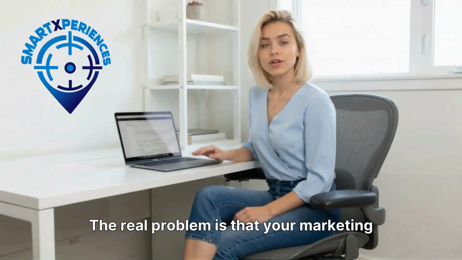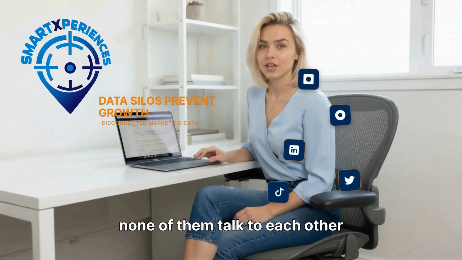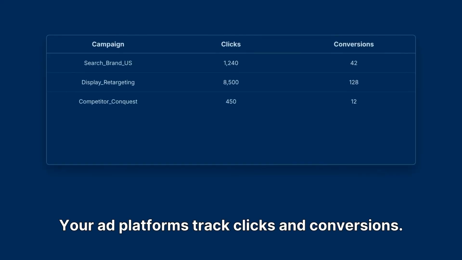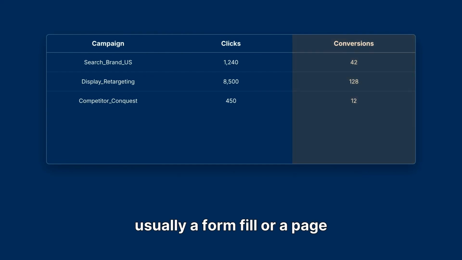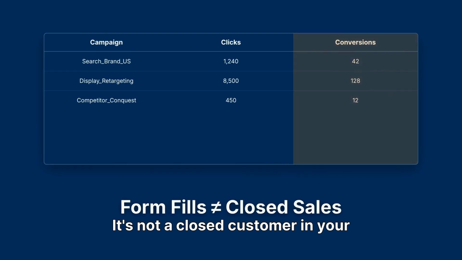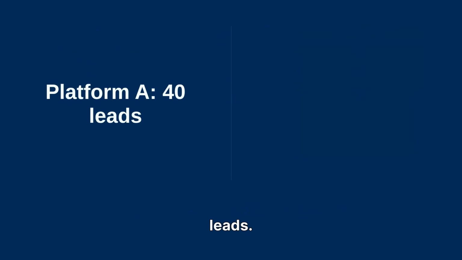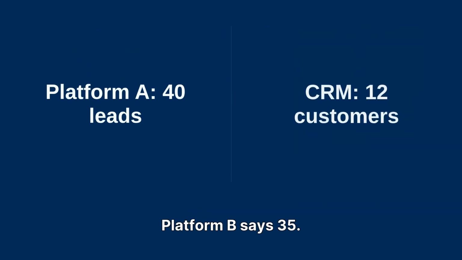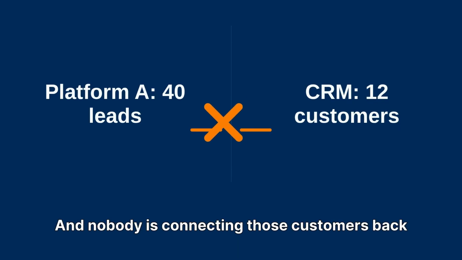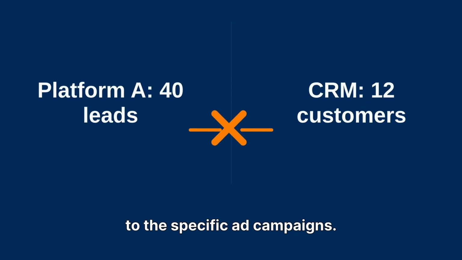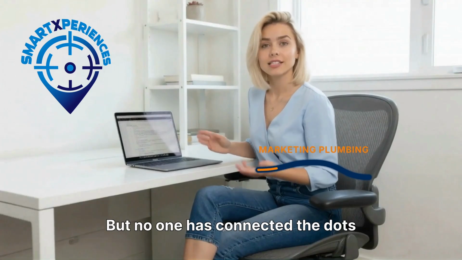Before we get into the how, I want to explain why most business owners are stuck looking at the wrong numbers. The real problem is that your marketing data lives in 5 different places, and none of them talk to each other by default. Your ad platforms track clicks and conversions, but their definition of a conversion is usually a form fill or a page visit. It's not a closed customer in your customer relationship management database. So Platform A says it drove 40 leads, Platform B says 35. Your customer relationship management system has 12 actual customers, and nobody is connecting those customers back to the specific ad campaigns. That's the gap. The tools are doing their job, but no one has connected the dots between them.